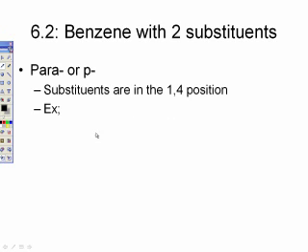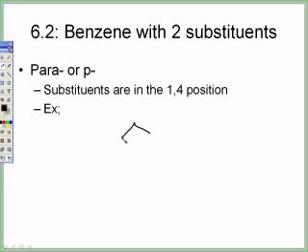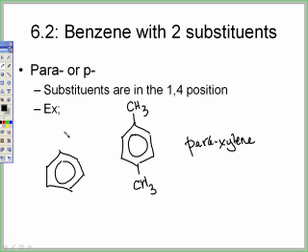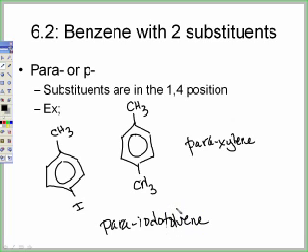Finally, if they're in the 1-4 position, that's para. Go back to our xylene. Remember, xylene is if I already have 2 substituents. So para-xylene would be when those 2 methyl groups are directly across from each other. We could also do something like this, where we had toluene and maybe an iodine down here. So that would be para, or you could even do just P, para-iodo-toluene. So just showing the positions on the benzene ring.